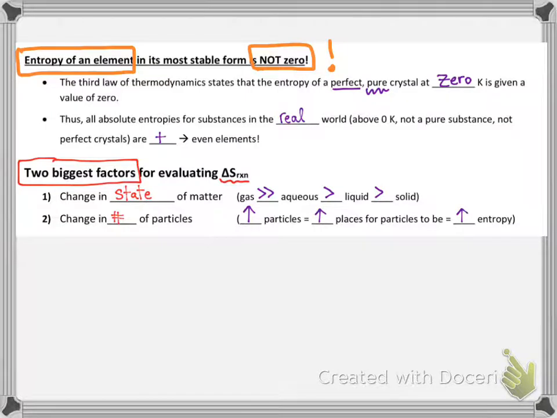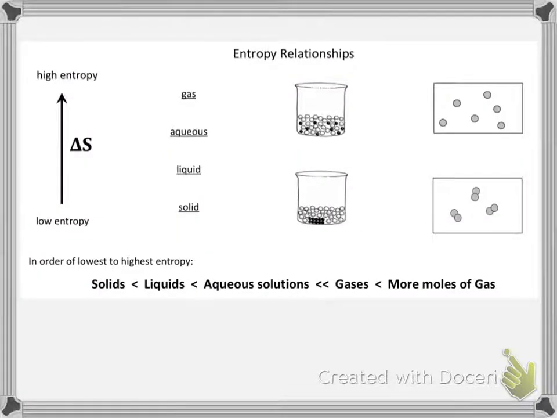Let's look at this visually. So anytime you're increasing, honestly, the amount of energy in your system, so you're going from a solid to a liquid to aqueous to gas, you are increasing the disorder, the randomness, the chaos. All of those are positive delta S. And of course, if you go the other direction, if you go to a lower energy state of matter, you're decreasing entropy.